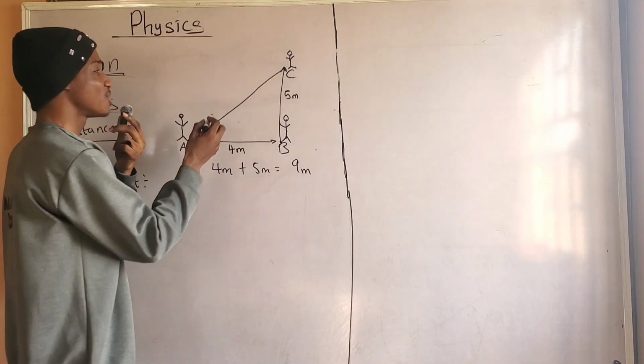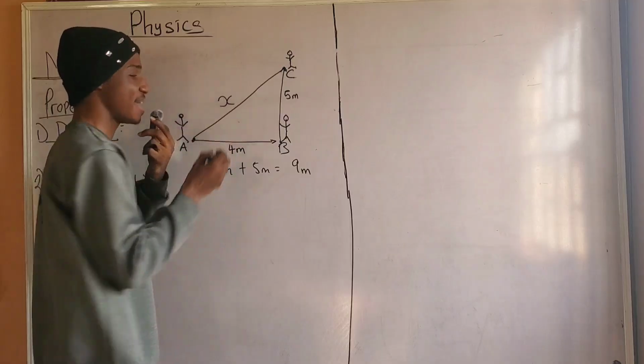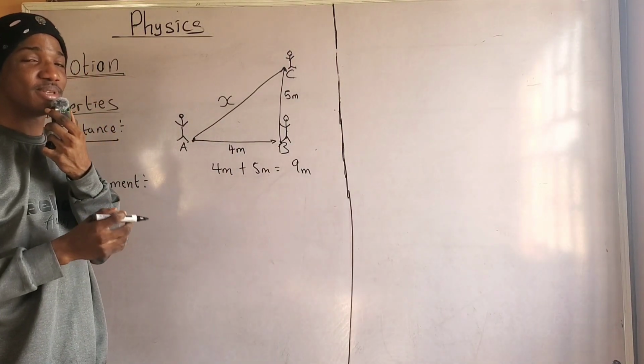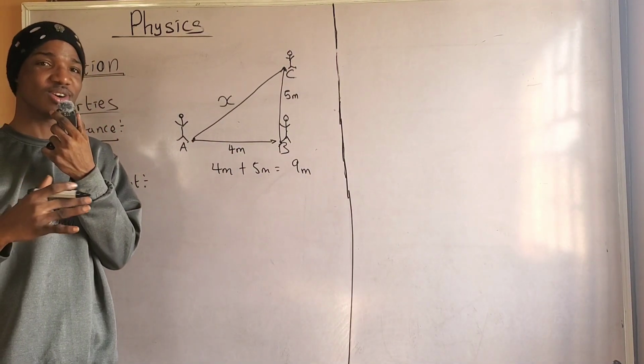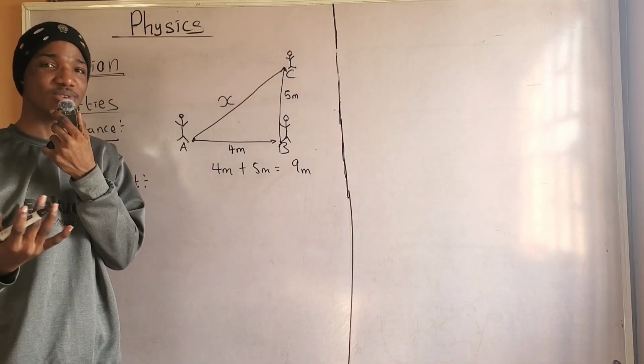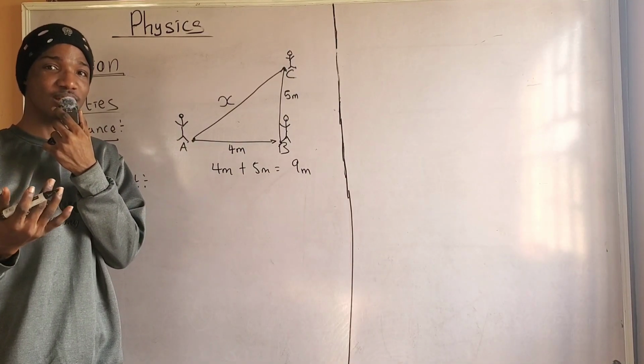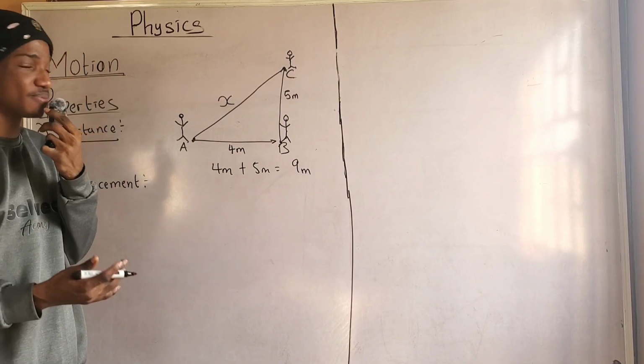So I'm going to represent that distance by X. Hello? Please, it's simple, okay? All you have to do is just listen as I explain. I'm not expecting you to write now. Just listen as I explain, okay?